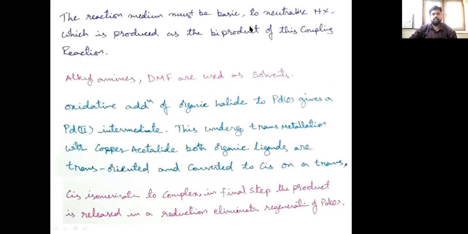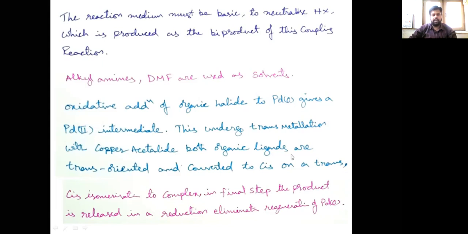So the reaction medium must be basic to neutralize the hydrogen halide produced as the byproduct of this coupling reaction. Alkyl amines and DMF are used as solvents. Oxidative addition of the organic halide to palladium 0 gives a palladium 2 intermediate, since 2 electrons are lost. This undergoes transmetallation. Previously we have seen that transmetallation means the organic moiety transfers from one metal atom to another metal atom, here with copper acetylide.